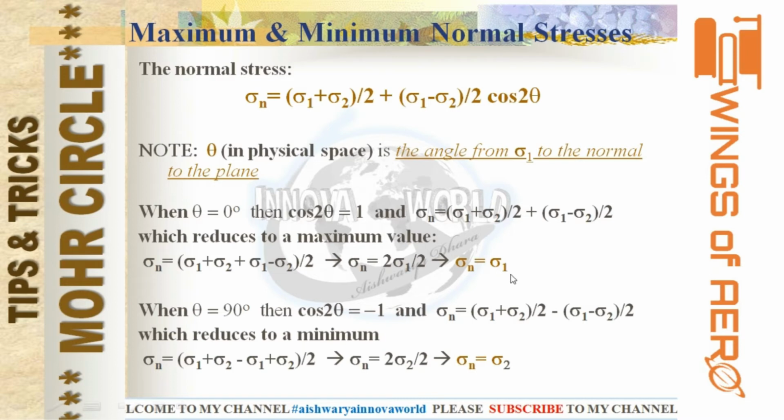That is a maximum value. Sigma 1 is the maximum value. Now consider the theta value is 90. Substitute in the same general equation. We get cos 2 theta equals minus 1. Then if you substitute that here and simplify, we get sigma n equals sigma 2, that is the minimum value.